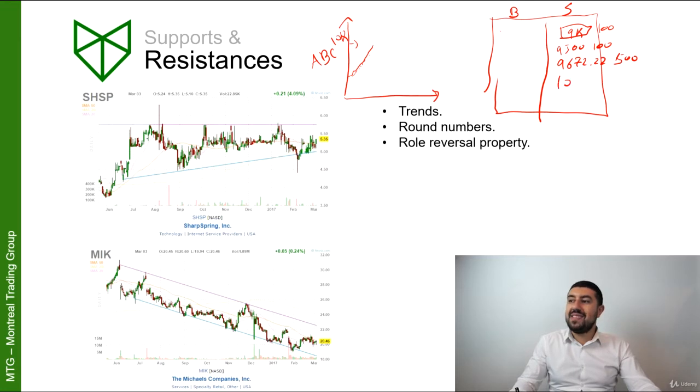But then, at 10,000, you're going to have hundreds of thousands of coins to sell. Why? Because it's a round number. And so many people send their orders at round numbers.